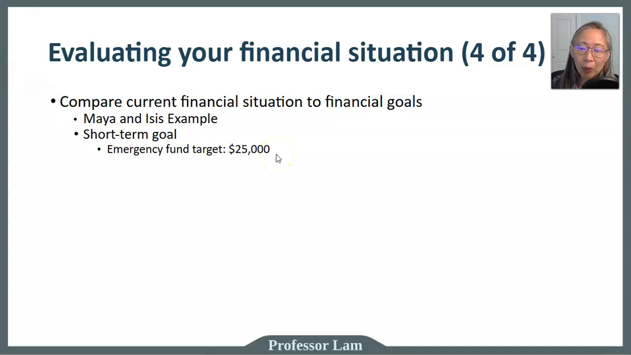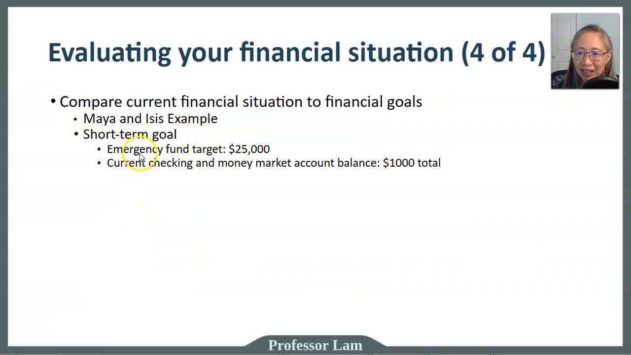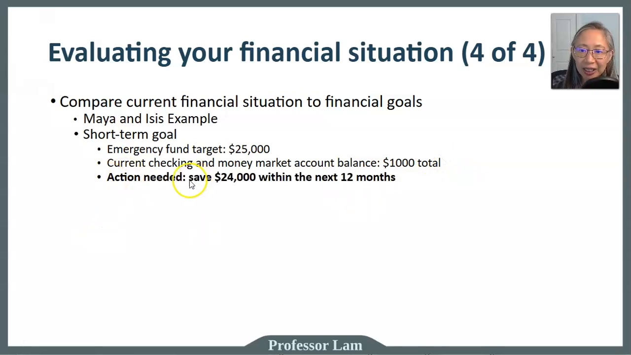We need to take a look at where they are today. Here is the personal balance sheet or the personal statement of net worth for Maya and ISIS. They have in their checking account $200, their money market account is $800, so altogether they have $1,000 in cash. So this is where they want to go. They want to have $25,000. This is where they are today. They only have $1,000. So the action they need to accomplish their short-term goal is to save $24,000 in the next 12 months. So this is their short-term goal.